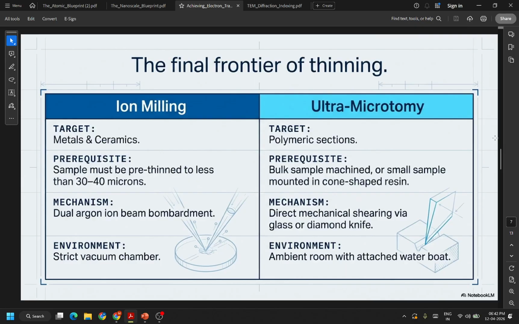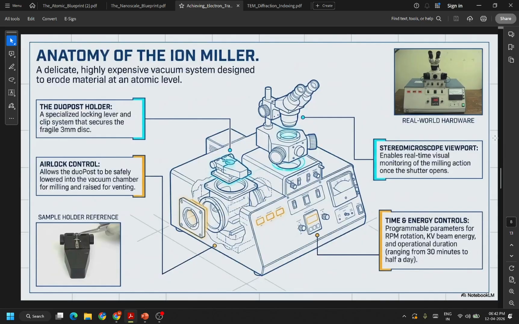For polymeric sections, you need a bulk sample machined or small samples in a cone-shaped dressing, and it directly cuts the sample through a glass or diamond knife, and it is done in ambient with an attached water boat.